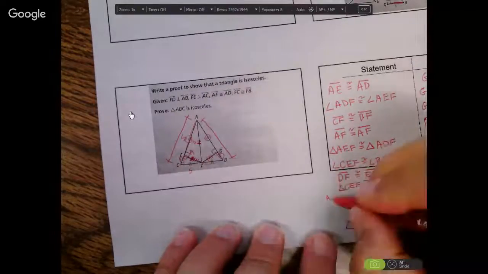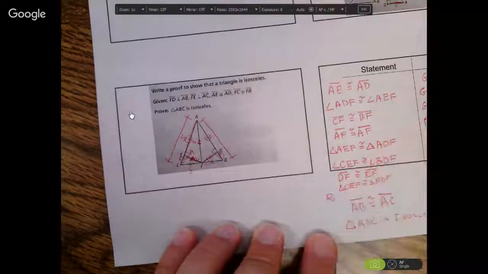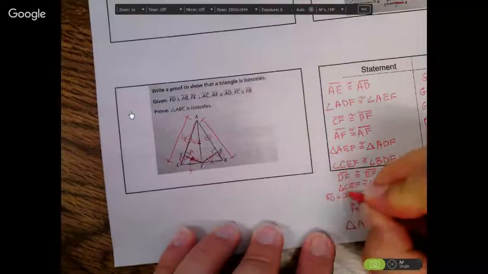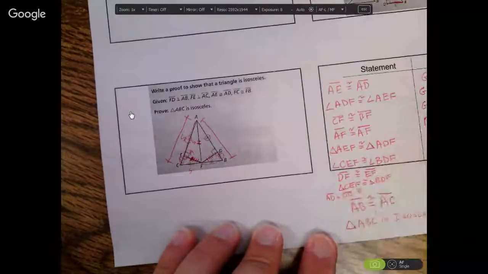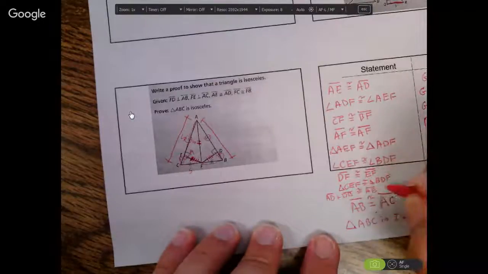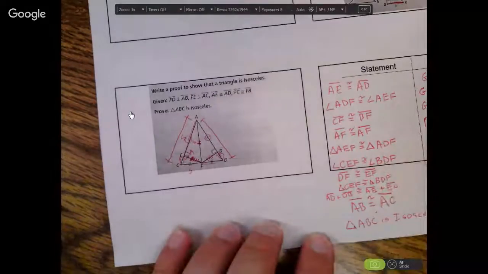I'm listening. Segment A to D plus segment D to B is congruent to segment A to E plus E to C. And you can say that because of substitution. And then you can say that segment, can you zoom in on that? Yeah, then you can put D to B where A to C.